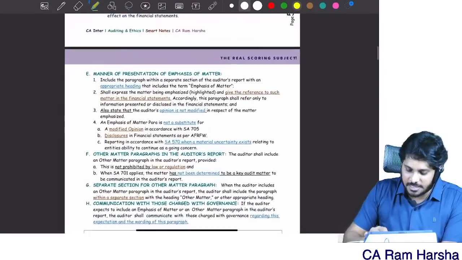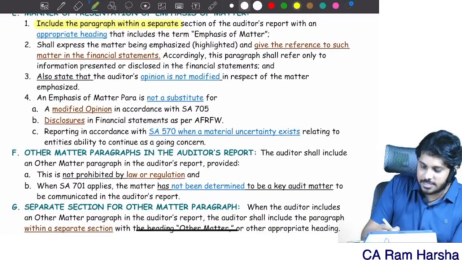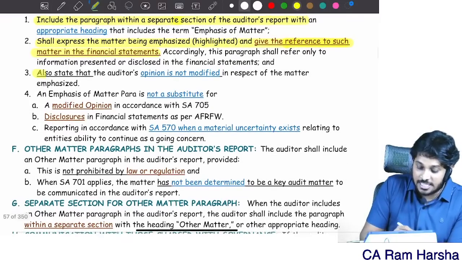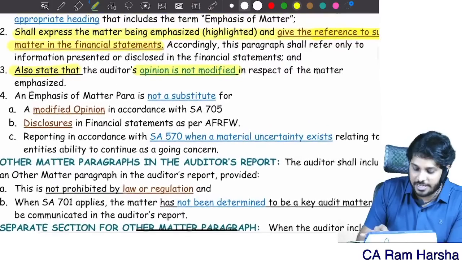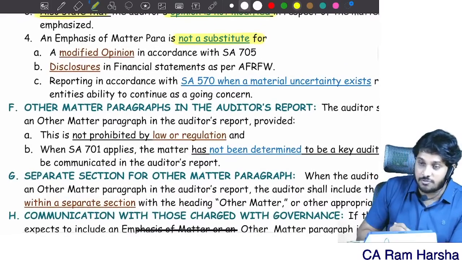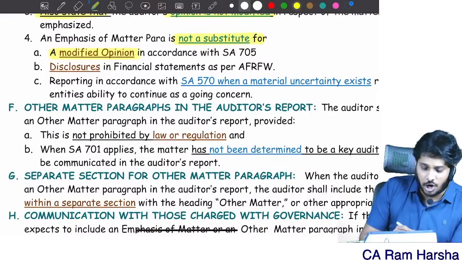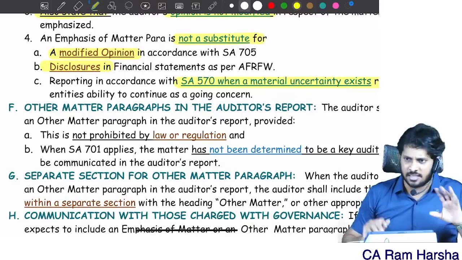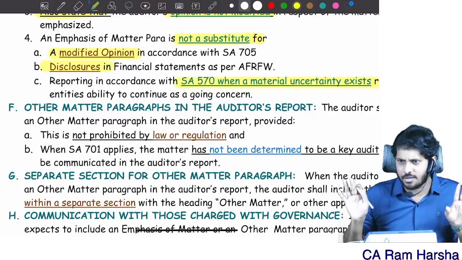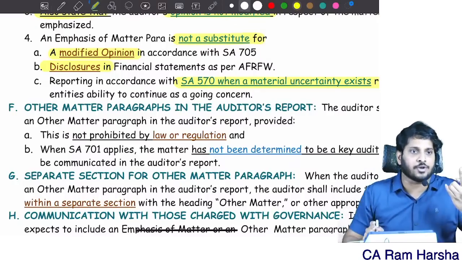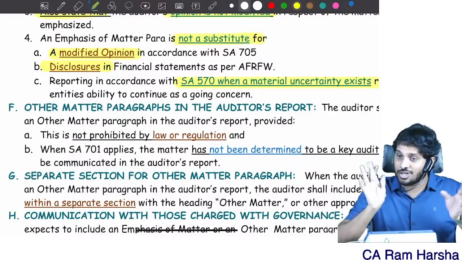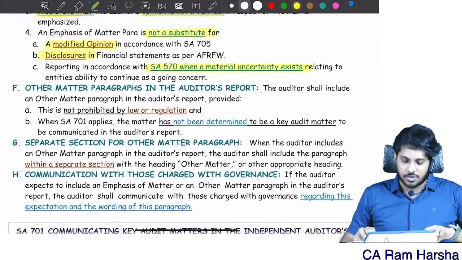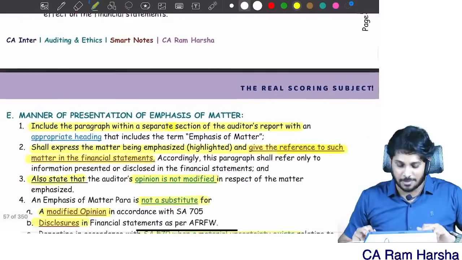You see, the manner of presentation is: include a paragraph within a separate section of the auditor's report, express the matter emphasized, give a reference to such matter in the financials, and state that your opinion is not modified in respect of the above. By the way, the emphasis of matter paragraph is not a substitute for disclosure in financials, nor a substitute for SA 570 material uncertainty. This is not a substitute for various mistakes. If you don't disclose something in financials, I will give a modified opinion. Are you getting it? Emphasis is not a substitute for a modified opinion. So that's about the emphasis of matter paragraph.